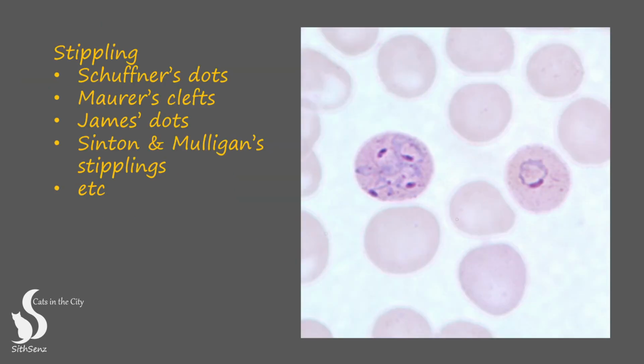Sometimes you will see dots spread across the host RBC, like this one. They are actually the stippling of the cell membrane of the host RBC caused by the infection. Your notes mention many kinds of stippling. Yes. There are the Schuffner's dots, Maurer's clefts, James's dots, Sinton and Mulligan's stippling, etc. So many kinds of stippling. How do we differentiate them? Well, actually, you don't see all these stippling dots in most slides. So you don't really have to differentiate them. Phew, that's a relief. Now, let's go back to your original slide.